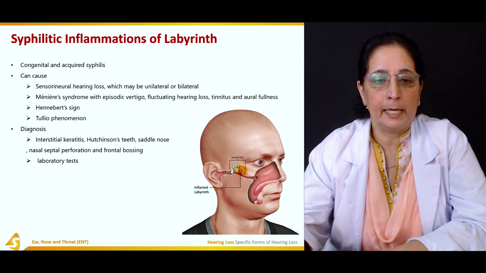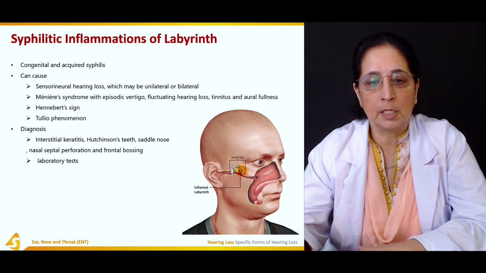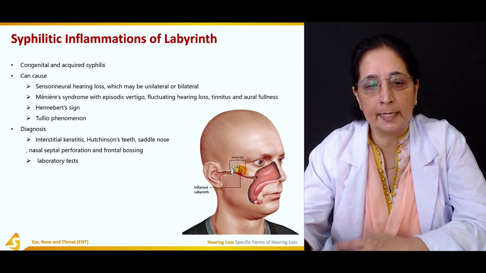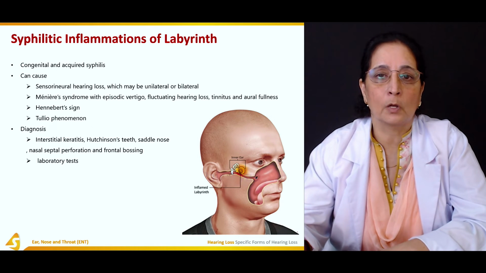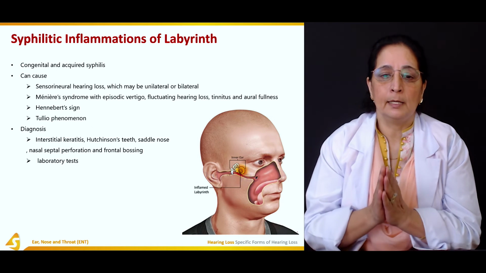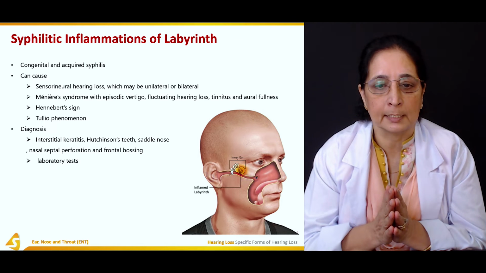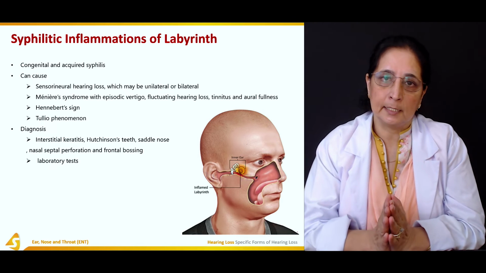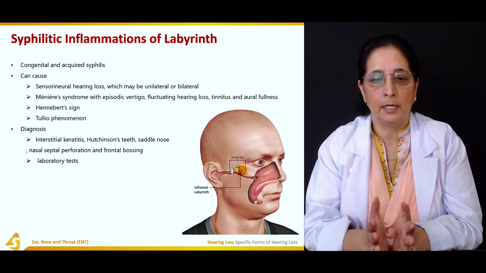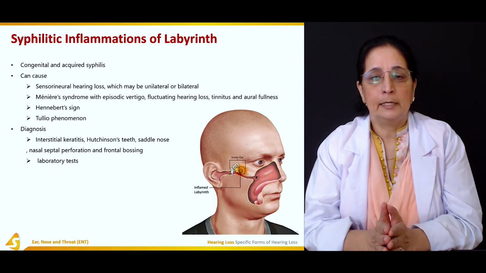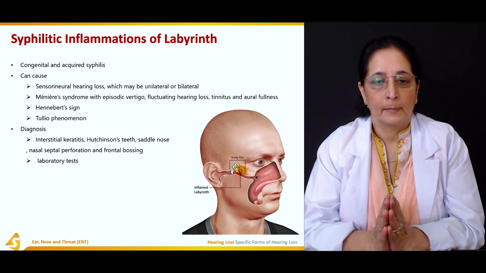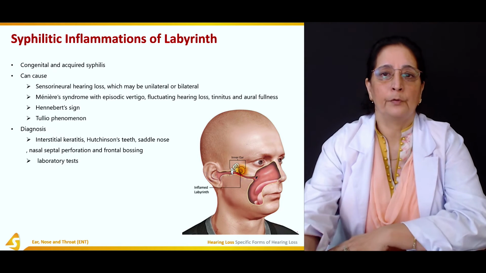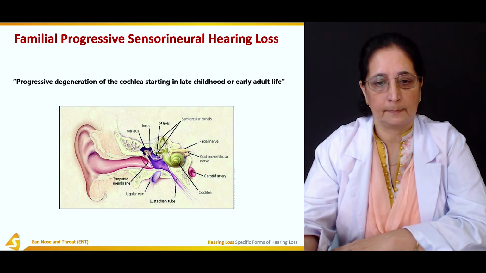Diagnosis is by interstitial keratitis, Hutchinson teeth, saddle nose, nasal perforation, and frontal bossing. These are all the typical features of syphilis. Hutchinson teeth, interstitial keratitis, frontal bossing, saddle nose, all these are present in syphilis. Then lab tests are also performed for the diagnosis.